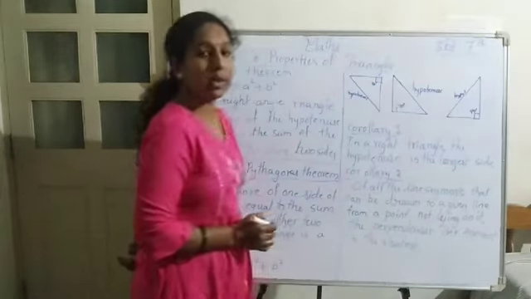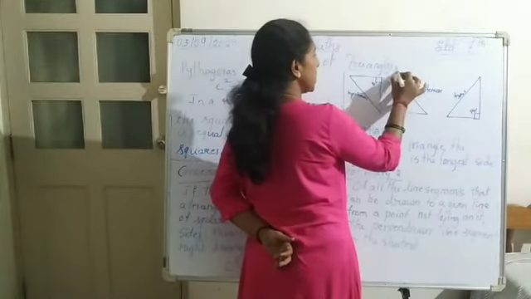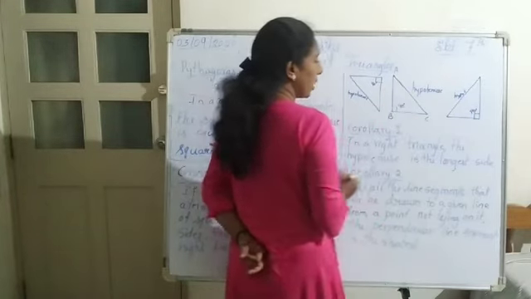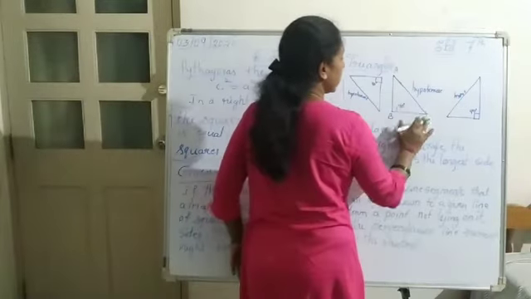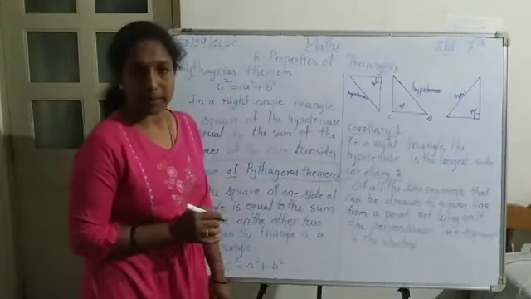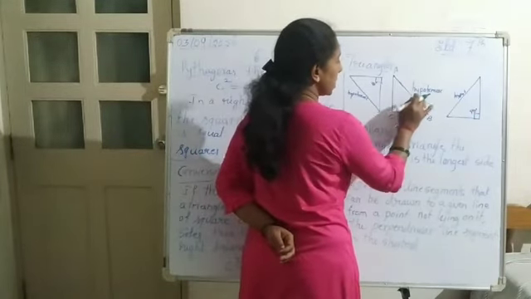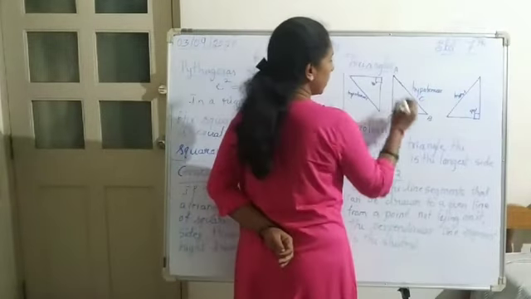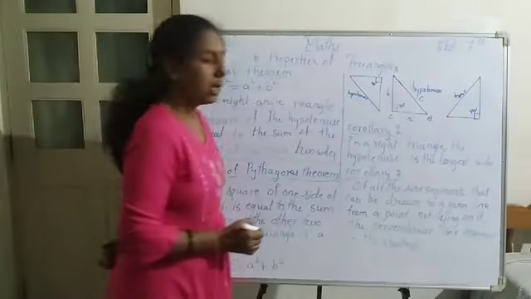Let me give names for these triangles. I give the vertices A, B, C. These are the points I am giving here. Otherwise we can also give A, B and C. Like this I can give the names. Here, this side opposite to this I am taking as a small letter c, this one as a small letter a, and this side as b.